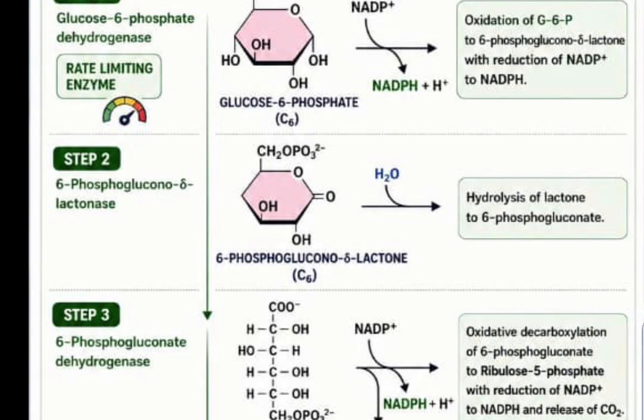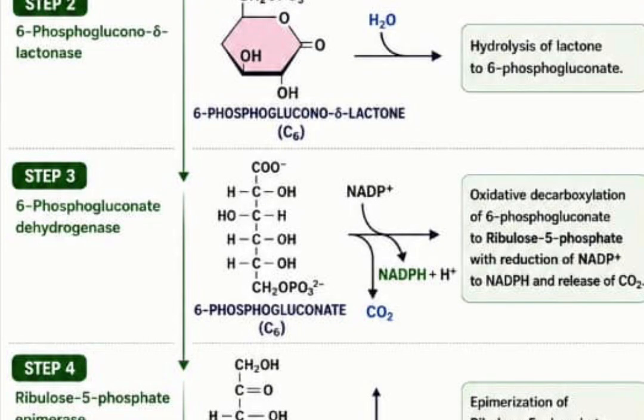Now since you have 6-phosphogluconate, what happens? 6-phosphogluconate is now oxidized to ribulose 5-phosphate. Don't forget that. So we started as glucose 6-phosphate, oxidized to 6-phosphogluconolactone. Then we hydrolyze 6-phosphogluconolactone to form 6-phosphogluconate. Then we oxidize 6-phosphogluconate to form ribulose 5-phosphate. Now we are using a dehydrogenase enzyme. Why? Because we oxidized, we didn't hydrolyze. So when we oxidize, what happened?